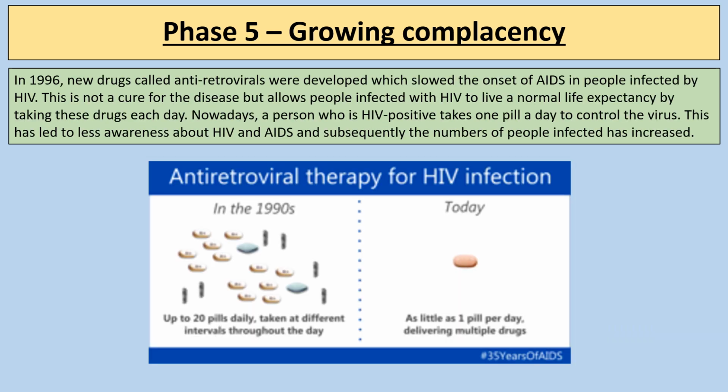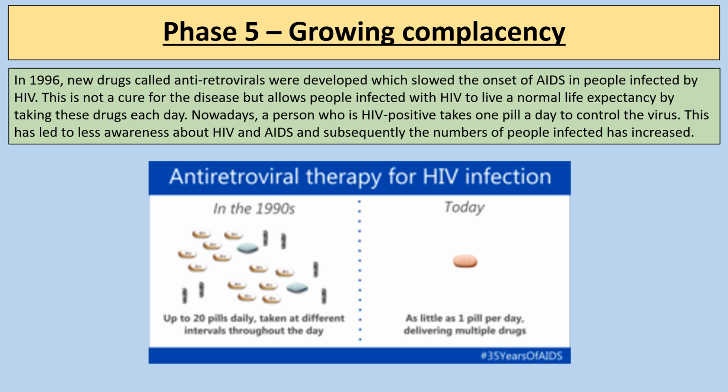Then finally, in phase 5, growing complacency. In 1996, new drugs called antiretrovirals were developed, which slowed the onset of AIDS in people infected by HIV. It's not a cure for the disease, but allows people infected with HIV to live a normal life expectancy by taking these drugs each day.